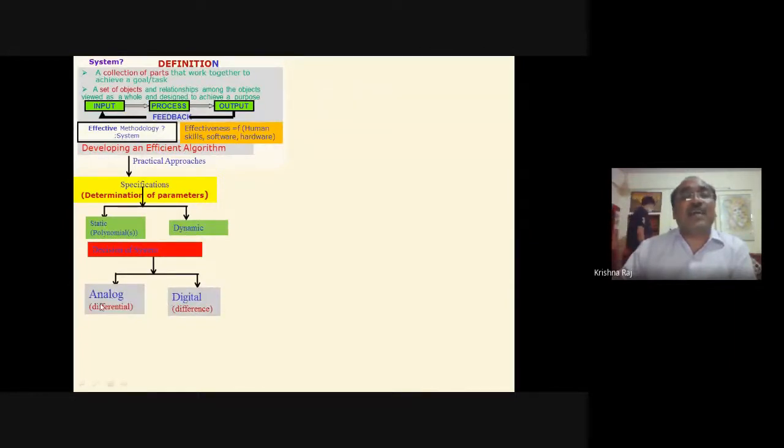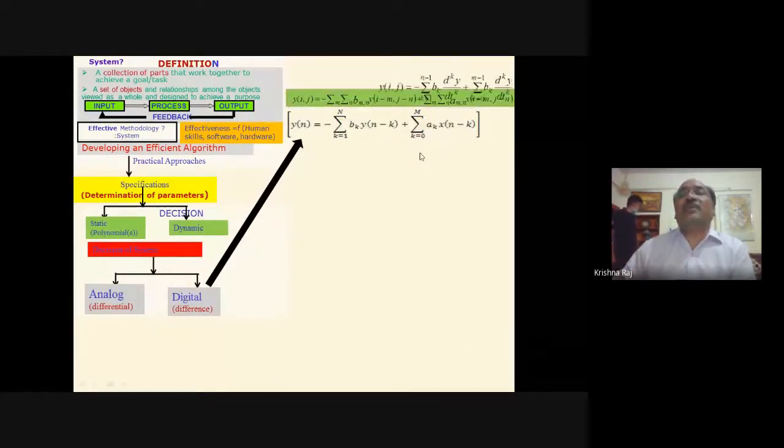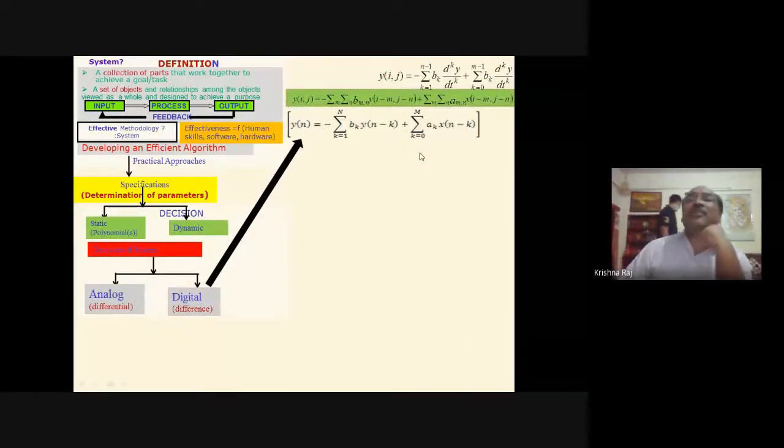If the system is analog, then it will be represented by a differential equation, and if it is digital, then it will be represented by a difference equation. Now see the differential equation here. If the differential order becomes 0, then this equation becomes like y is equal to x, or ax plus by.